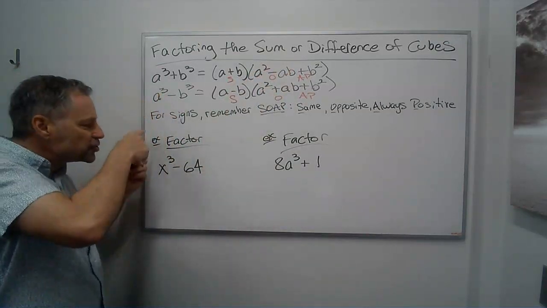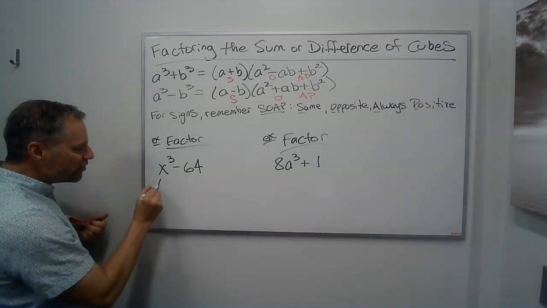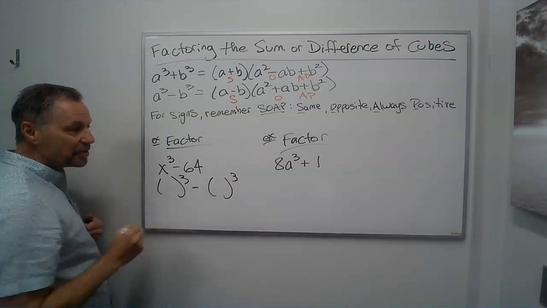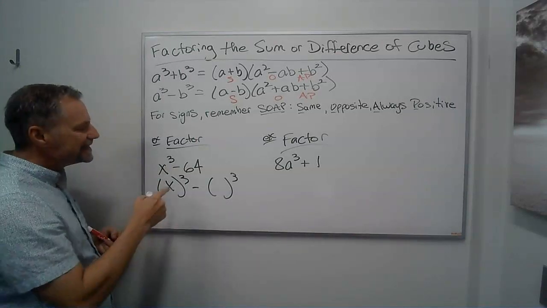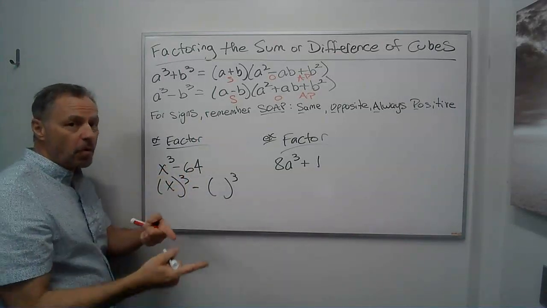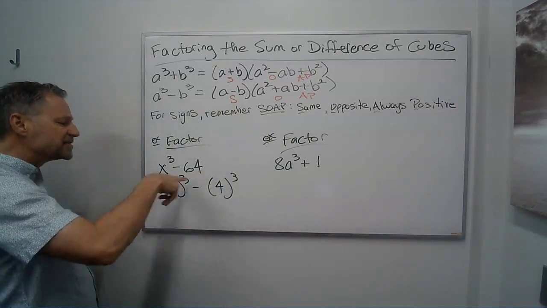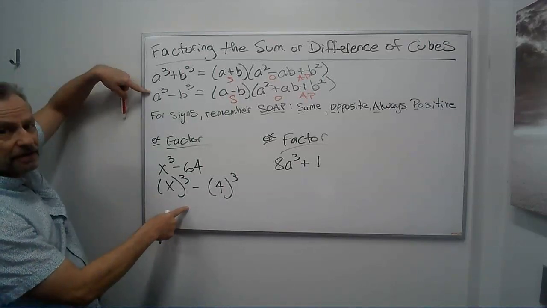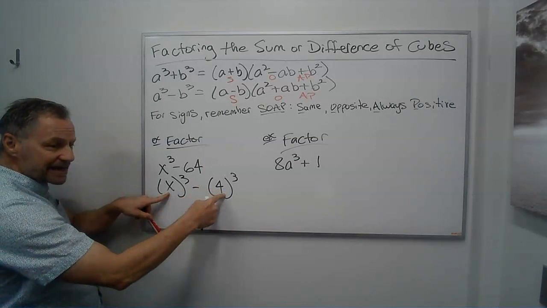So let's try that on some problems. Again, I want to get it in the form of something cubed and something cubed. This time I have a minus, so I'll put a minus in the middle. Well, x cubed is obviously x, quantity cubed. 64, well that's 4 raised to the third power. It's 4 cubed. And so now when I look, oh yeah, it fits this one. So I factor using the formula. Remember, you just start with this minus that.